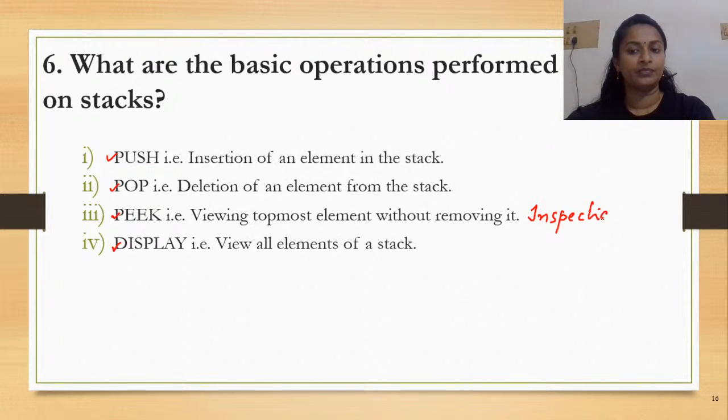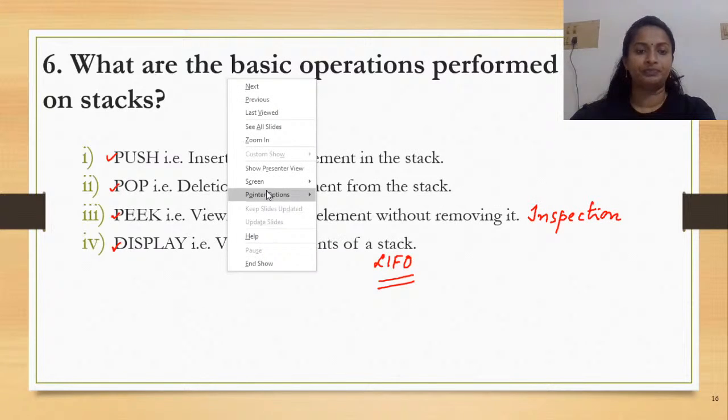What is the other name for peek? The other name was inspection. And the next one was display. Now, what did display do? It views all the elements of the stack. In which order would it be printed? It would be printed in the reverse order in which they were inserted, since it follows the LIFO manner. Is the idea clear? So these are the different operations or terms associated with a stack.